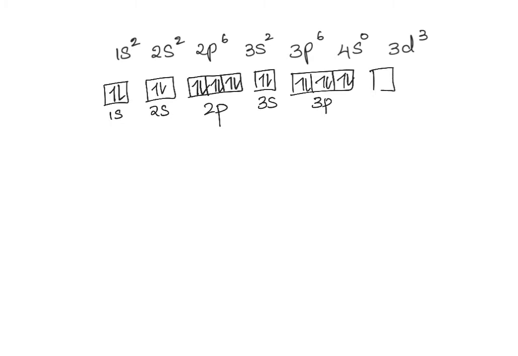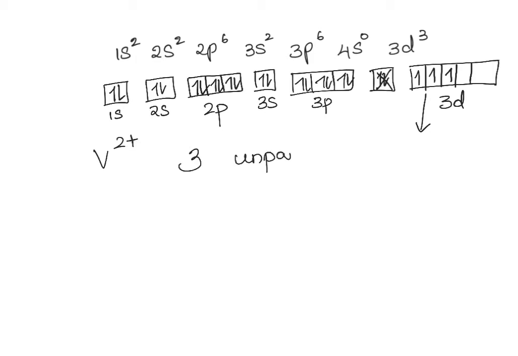Of course, now the 4s is empty. It would have been filled like this, but right now it's empty. Then 3d3: there are 5 total orbitals, 1, 2, 3, 4, 5, and 3 electrons are filled up here, like this. So in vanadium 2+, you have 3 unpaired electrons. Because there are 3 unpaired electrons, this species is paramagnetic.